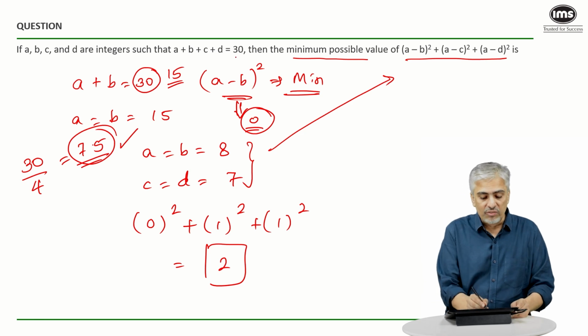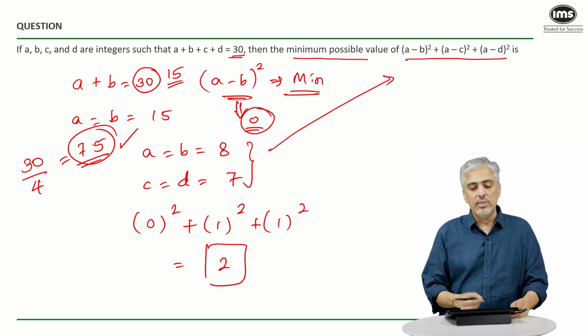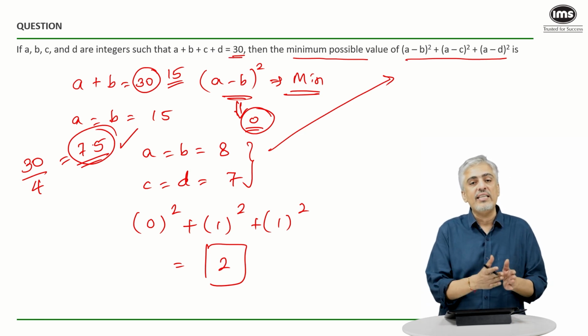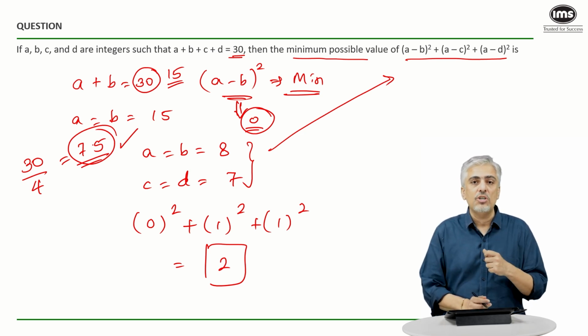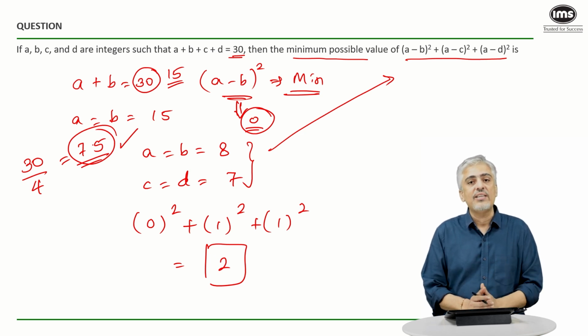Well, instead of 30, if we had this as 32, then the answer would have come 0 because we could have taken each of them as 8, 8, 8, 8 and the answer would have been 0. But either way, always try to take a smaller expression as an example for a similar thing and just try it. It always makes life that much easier.